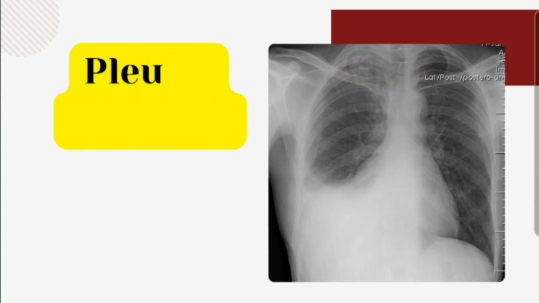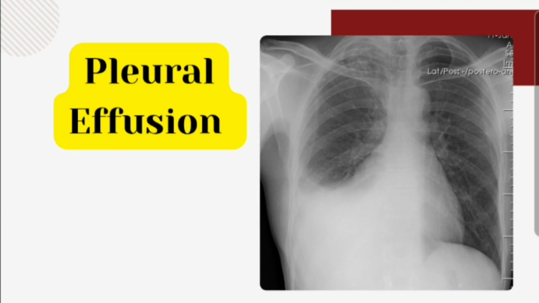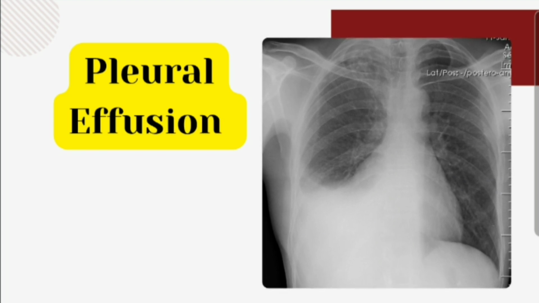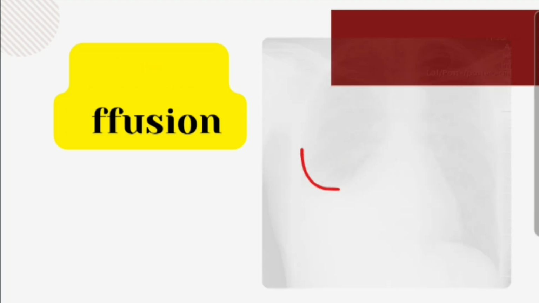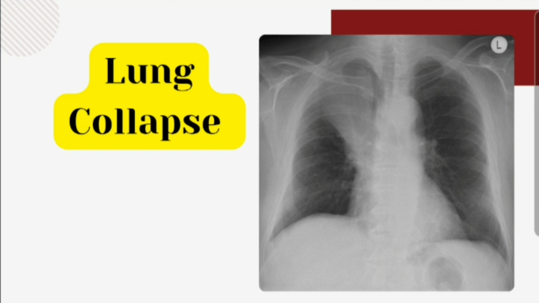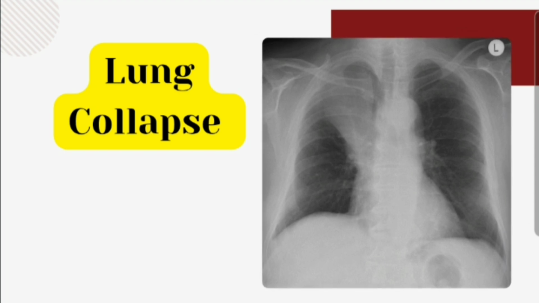Pleural effusion is the fluid in the pleural cavity which is interpreted as homogeneous or true white opacity at the lower zone of lung associated with meniscus sign and obliteration of costophrenic or sometimes cardiophrenic angle as well. Lung collapse will be seen in association with some lung condition, for example, pleural effusion, lung mass, or pneumothorax.